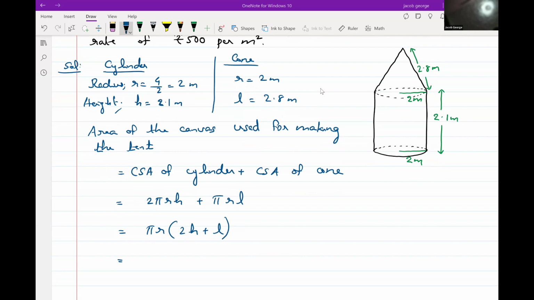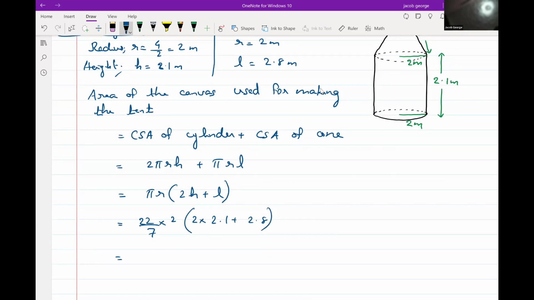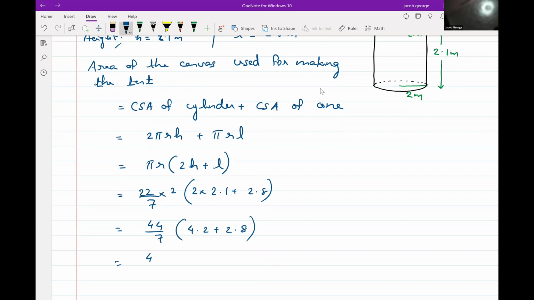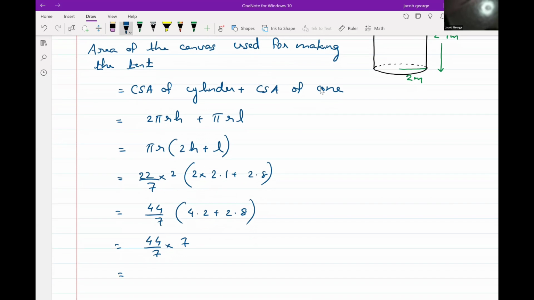So we substitute pi as 22 by 7, into radius. Radius is 2, in bracket 2 into 2.1 plus 2.8. Now you have to simplify this. 44 by 7 into 2 into 2.1 is 4.2, right? Plus 2.8. 4.2 plus 2.8 is how much, children? It is 7, right? 7. So we get easily the cancellations and all.